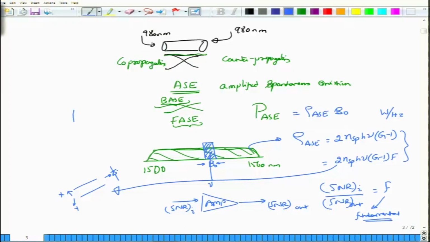However, if you are asked what is the total noise power or the spectral density per polarization, per polarization will be denoted by SP, which stands for single polarization. In that case you drop the factor of 2. Okay, in that case you simply have n_sp h nu (G minus 1), or n_sp h nu (G minus 1) into F. The bandwidth of course is given by whatever the filter bandwidth that you use.